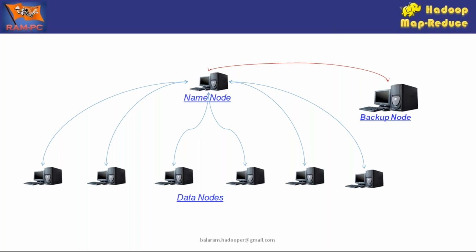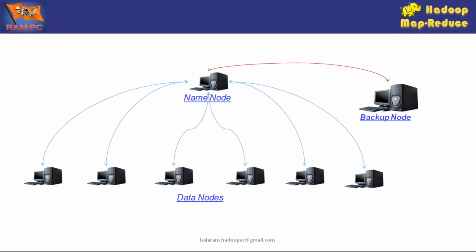But nowadays, we are using the backup node only. In the recent versions of Hadoop, more than one name node is maintained. Generally, two name nodes are maintained. One is active, the second one is passive. The active one is the name node, and the backup node will be the passive name node.